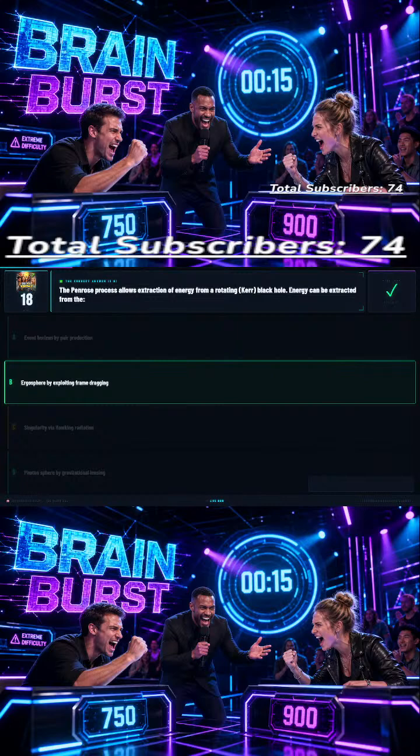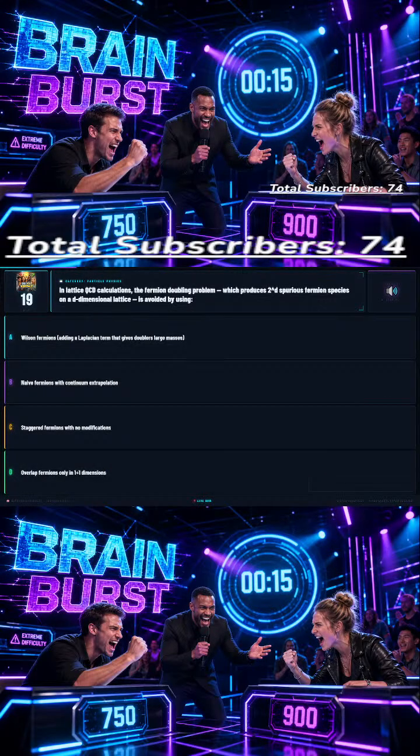Question 19. In lattice QCD calculations, the fermion doubling problem, which produces 2 to the d spurious fermion species on a d-dimensional lattice, is avoided by using Option A, Wilson fermions, adding a Laplacian term that gives doublers large masses. Option B, naive fermions with continuum extrapolation. Option C, staggered fermions with no modifications. Option D, overlap fermions only in 1+1 dimensions.